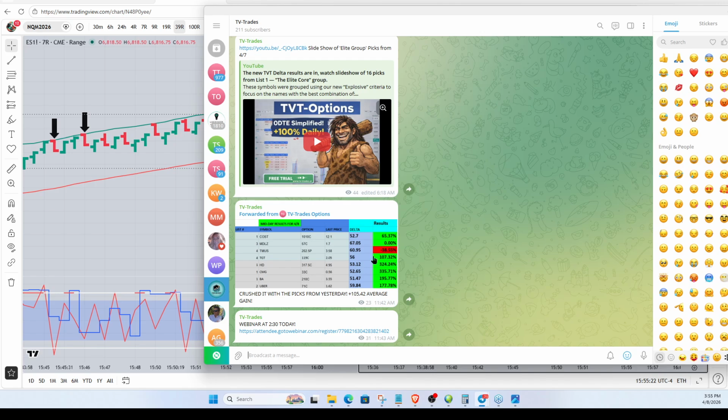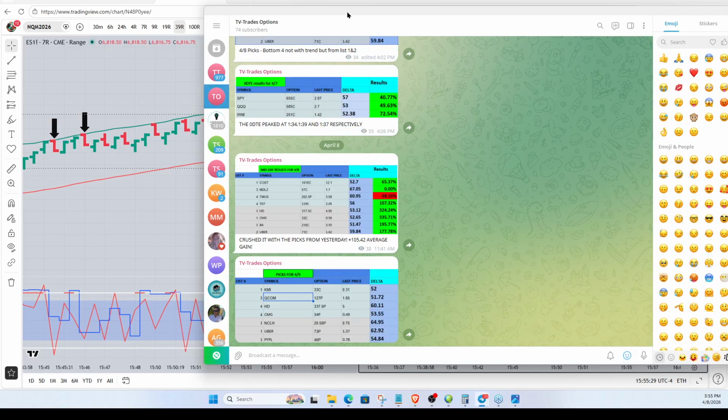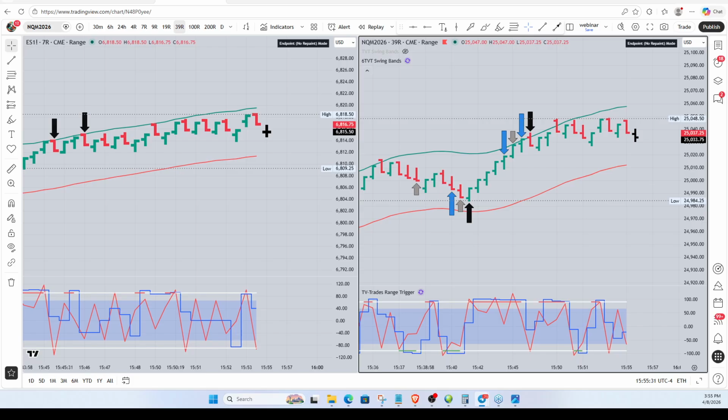These are the picks from yesterday. They're up 105% on average, the ones from yesterday. And these are the ones from today, but they go out in the TV Trades Options channel.